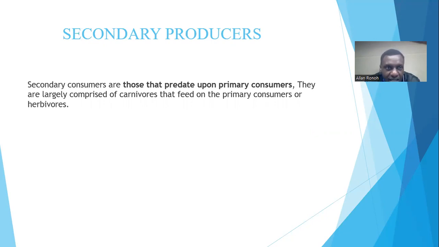With the secondary consumers, this occupies the third trophic level. Secondary consumers are those that predate upon primary consumers. They are largely comprised of carnivores that feed on the primary consumers or herbivores. They predate upon primary consumers.